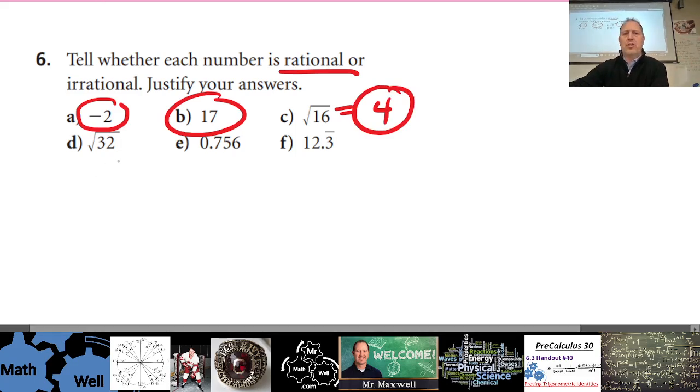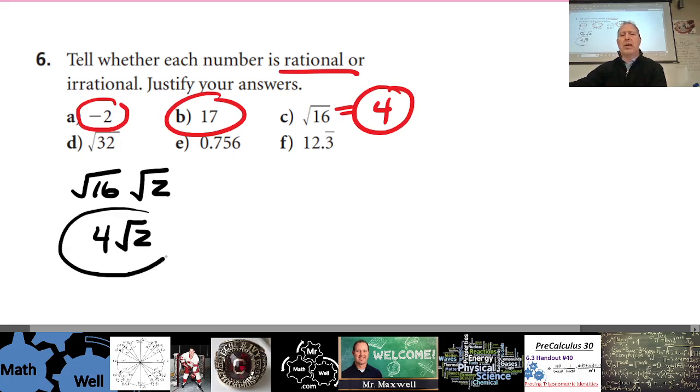What about root 32? Is 32 a perfect square? No. If I simplified this, I could go root 16 times root 2, which is 4 root 2. So because I have a square root of 2 in the answer, that means it's irrational, because I cannot simplify this radical. That is irrational. Now, on your calculator, if you had a calculator, you could plug in root 32, which I will do to show you how you could check this.